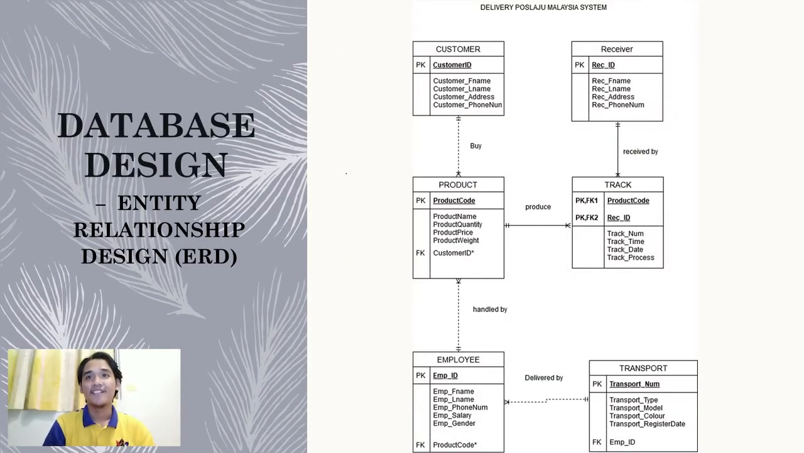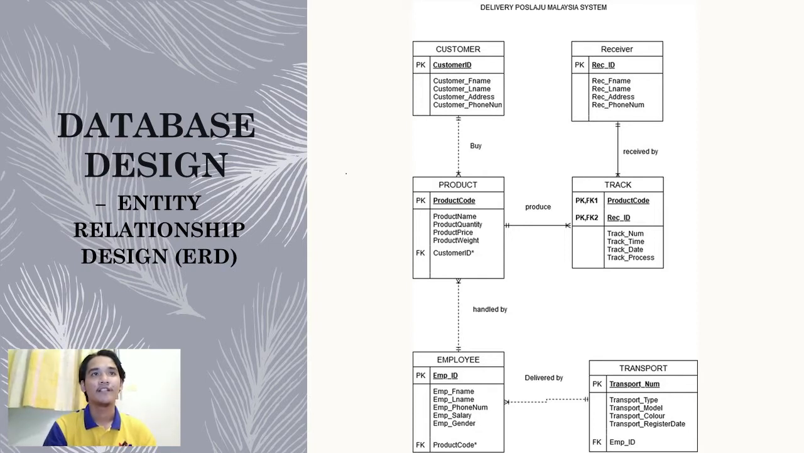This is our entity relationship design, or ERD, for the PosLaju Malaysia delivery system. As you can see, it has 6 entities, that is customer, receiver, product, track, employee, and transport. For the customer entity, it only has one primary key, that is customer ID, and other attributes like customer first name, customer last name, customer address, and customer phone number. It is connected to the product entity.